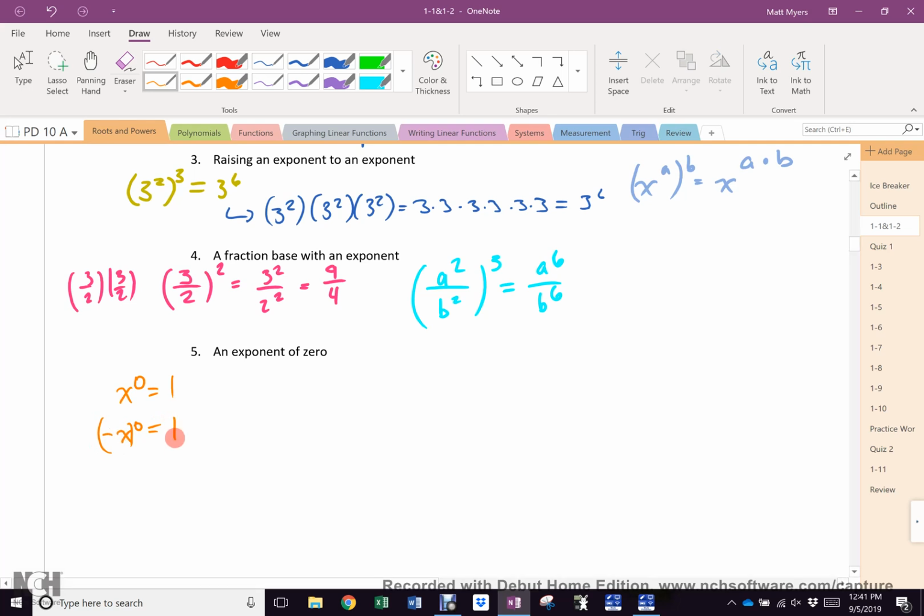Because everything to the 0 power is 1. So what is this? Do the negatives not matter? We're getting to that. You don't give me away, Abby. What's this one? It's got to be 1 because everything to the 0 power is 1, right? But it's not. Because what's this one? Negative 1. Why?